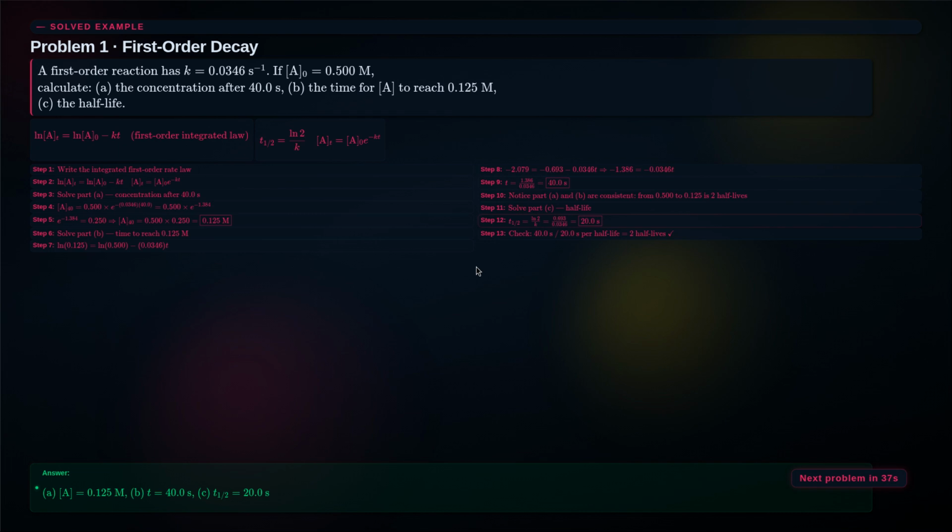For part C, t1/2 equals 0.693 divided by 0.0346, which is 20.0 seconds. Let's pause and check our work.